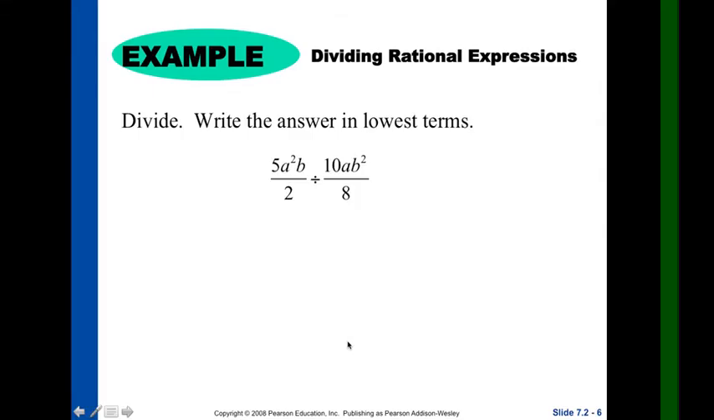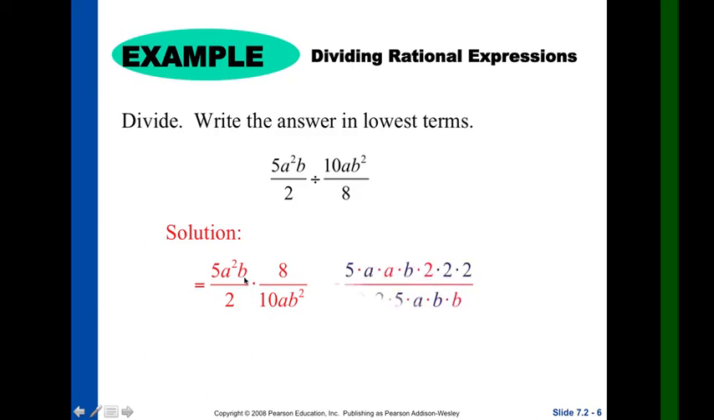Okay, another example for dividing rational expression. So, we have 5a squared b over 2 divided by 10ab squared over 2. Again, get the reciprocal. And then after getting the reciprocal, factor out.